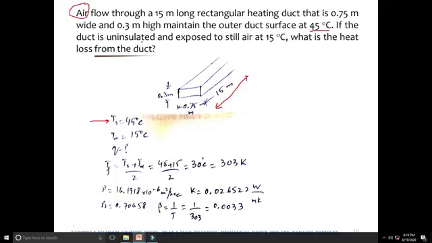If the duct is uninsulated and exposed to still air, it means just like normal air. There is no fan or blower or any other thing which is used to make it blow over the surface. So it is still air, just like regular air that we have normally at 15 degrees Celsius. So the temperature of air, T infinity, is 15 degrees Celsius. What is the heat loss from the duct? So we have to find out Q, heat loss from the duct.